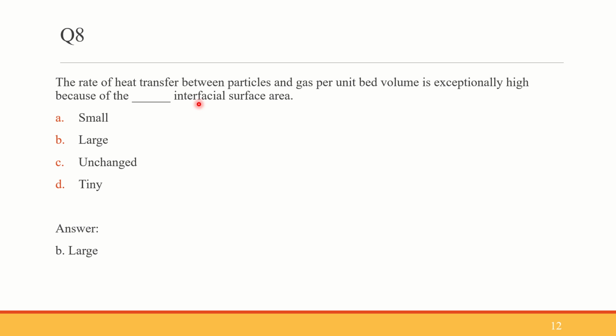So here the rate of heat transfer between the particles and the gas per unit bed volume is exceptionally high. We are given it is exceptionally high, and it is because of the increased interfacial surface area. The rate of heat transfer between the particles and gas per unit volume is exceptionally high because of the large interfacial surface area. So that is the thing.